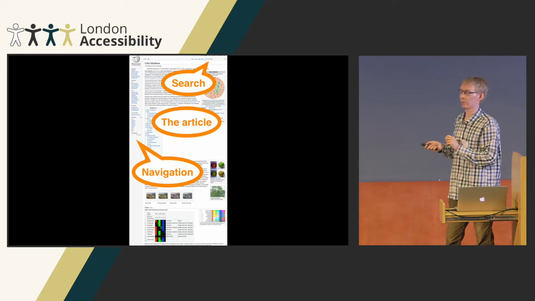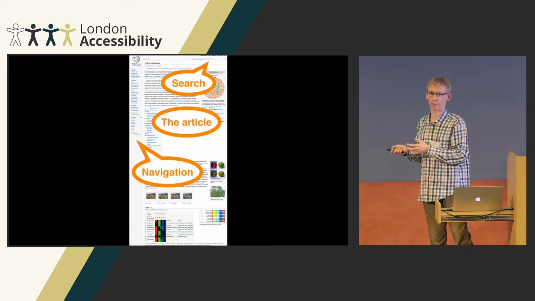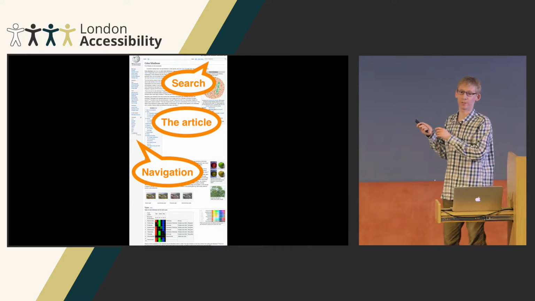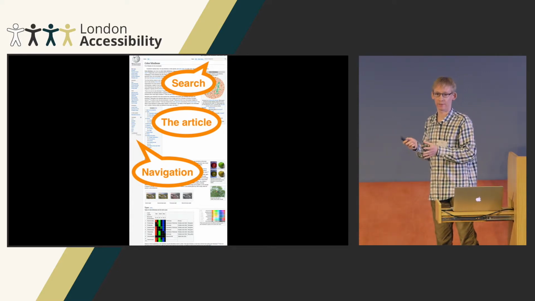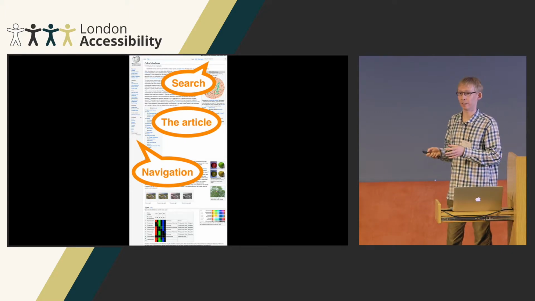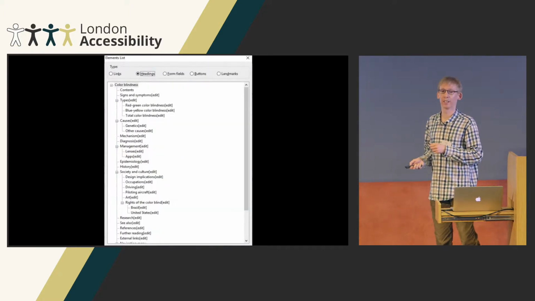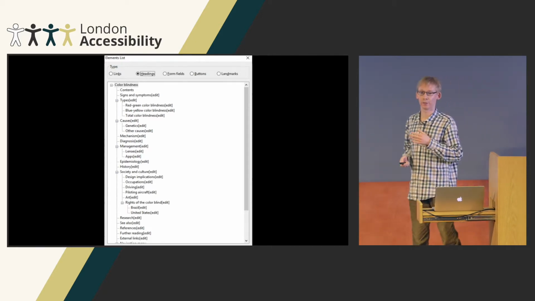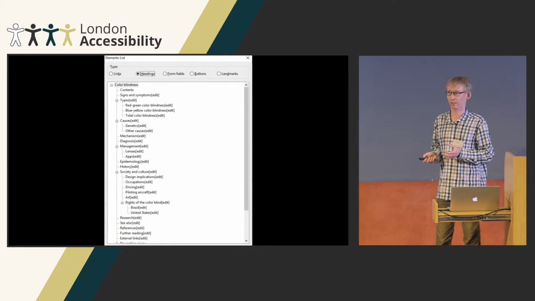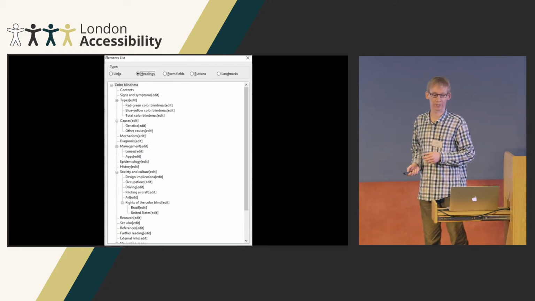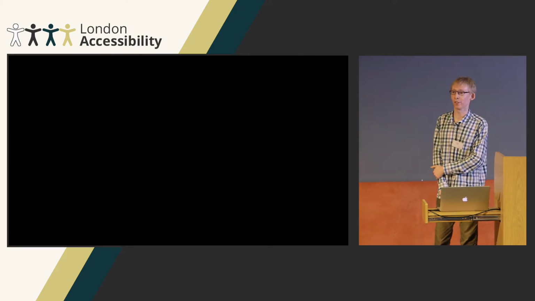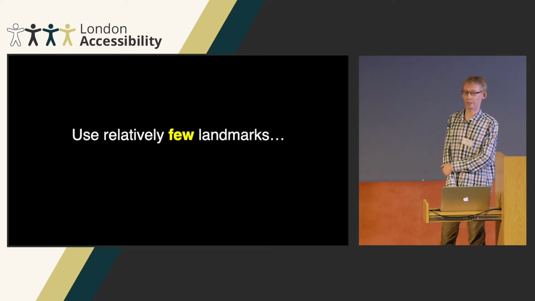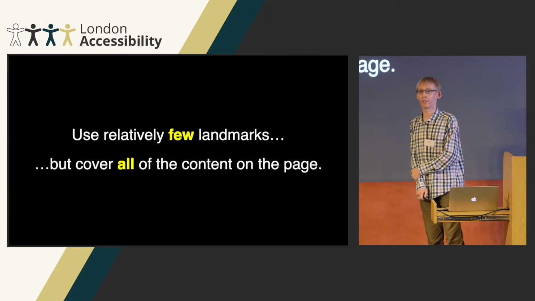Now, in actual fact, on Wikipedia, there are more than 3 landmark regions because there are different types of navigation, and there's more than just search at the top. But there are generally not that many landmarks, especially when you compare it to the number of headings in a substantial article like this. So expect to have fewer landmarks than headings for sure. I mean, this is quite an extreme example. Another one is: try and use relatively few landmarks but cover all the content on the page.